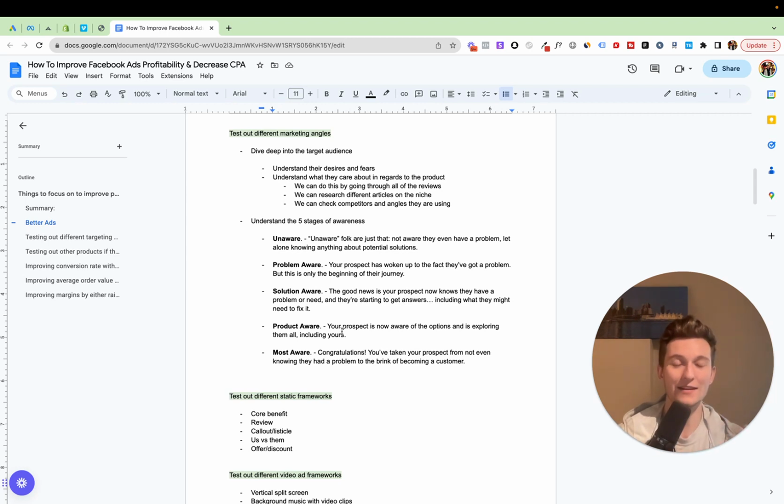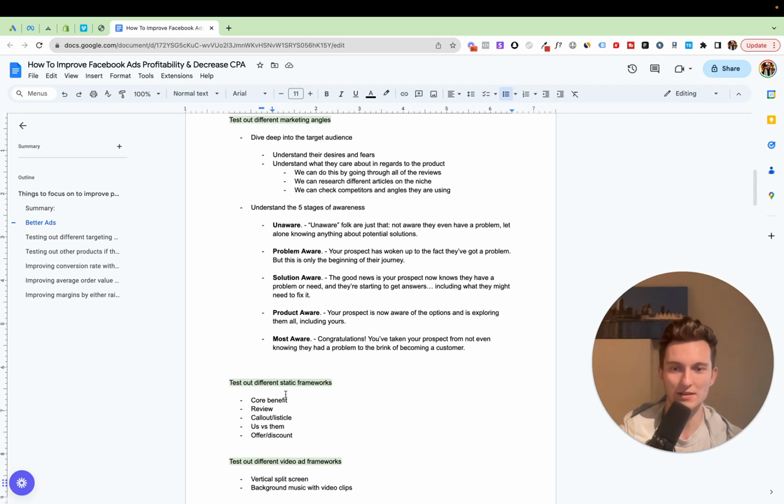And then after that, product aware. Now your prospect is aware of all the options and is exploring them, including yours. This is kind of skipping ahead in terms of static frameworks. Us versus them basically appeals to these people, the product aware people. If they're looking at different competitors, then you want to stand out and really showcase your differentiating factor.